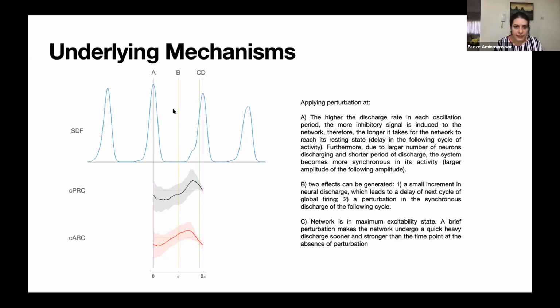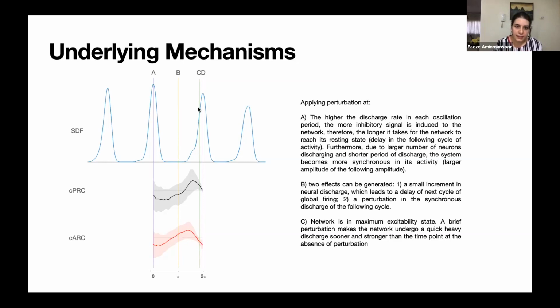So then if we take into account a perturbation in this spot, here still the perturbation leads to an increase in the inhibition of the network, which leads to a negative value for PRC. But because it is applied in the middle of the period, the overall network is experiencing smaller synchrony, and that is why the amplitude of the next oscillation is enhancing.